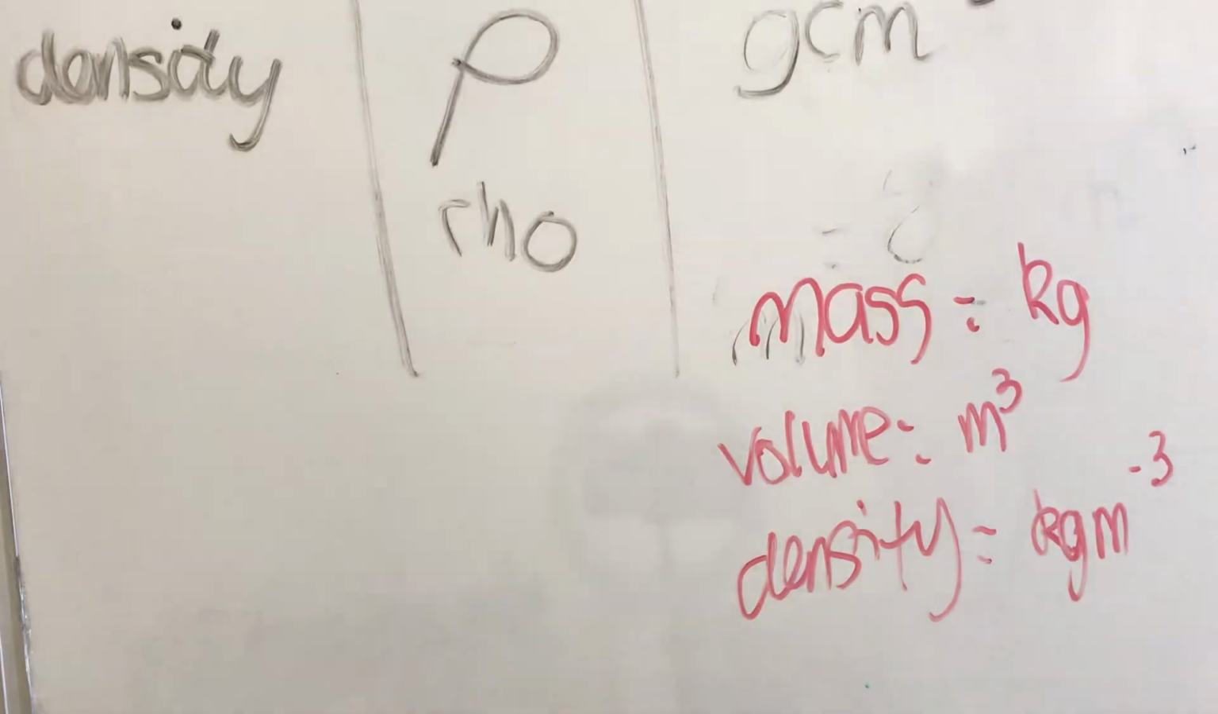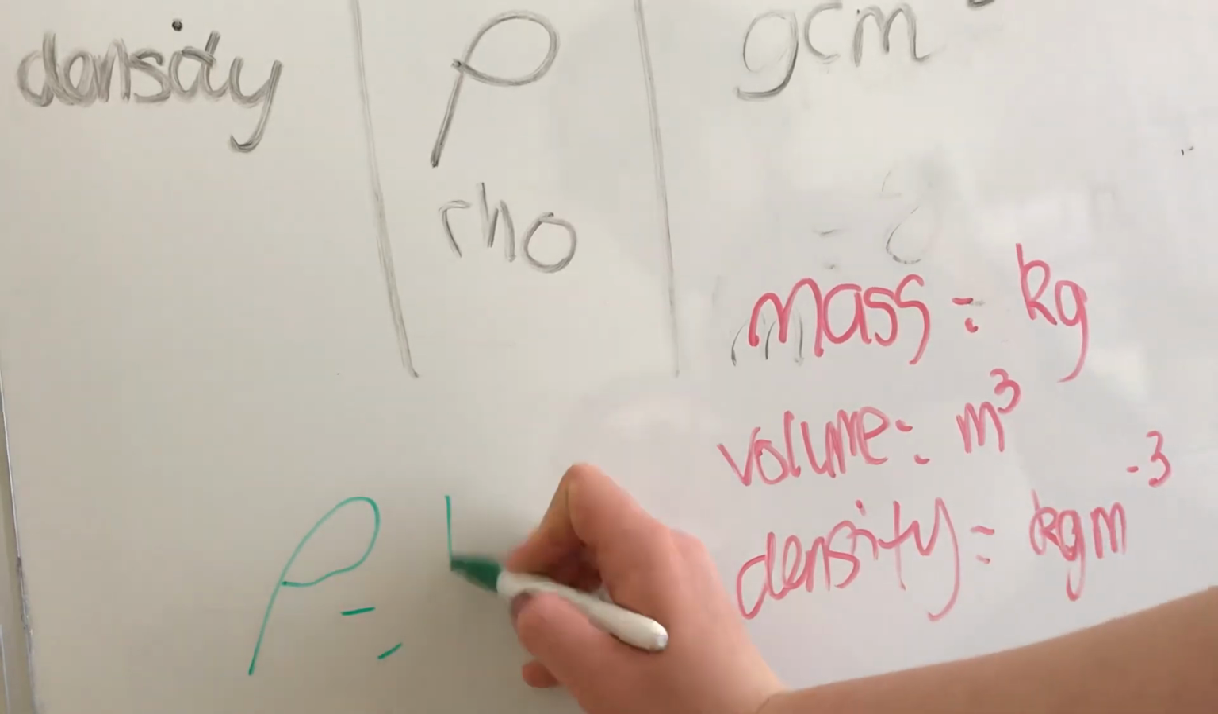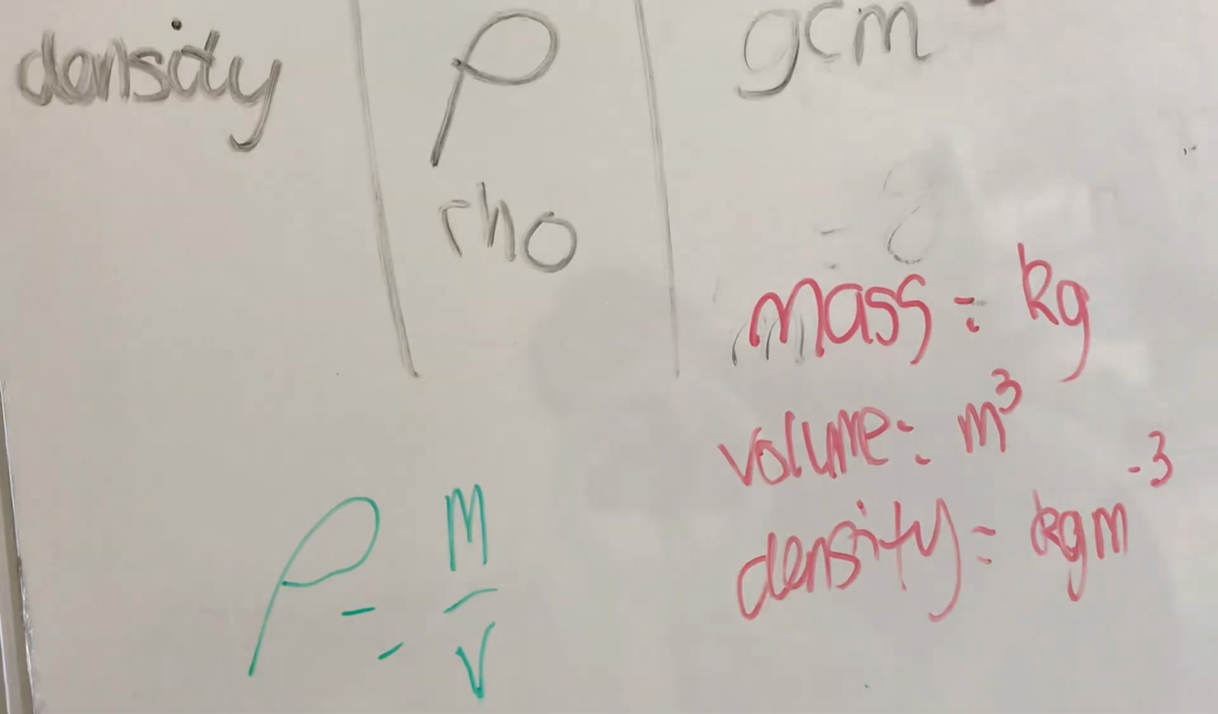Okay, thank you very much for watching this video, and just as a quick reminder, remember the formula for density is rho, or density is equal to mass over volume.